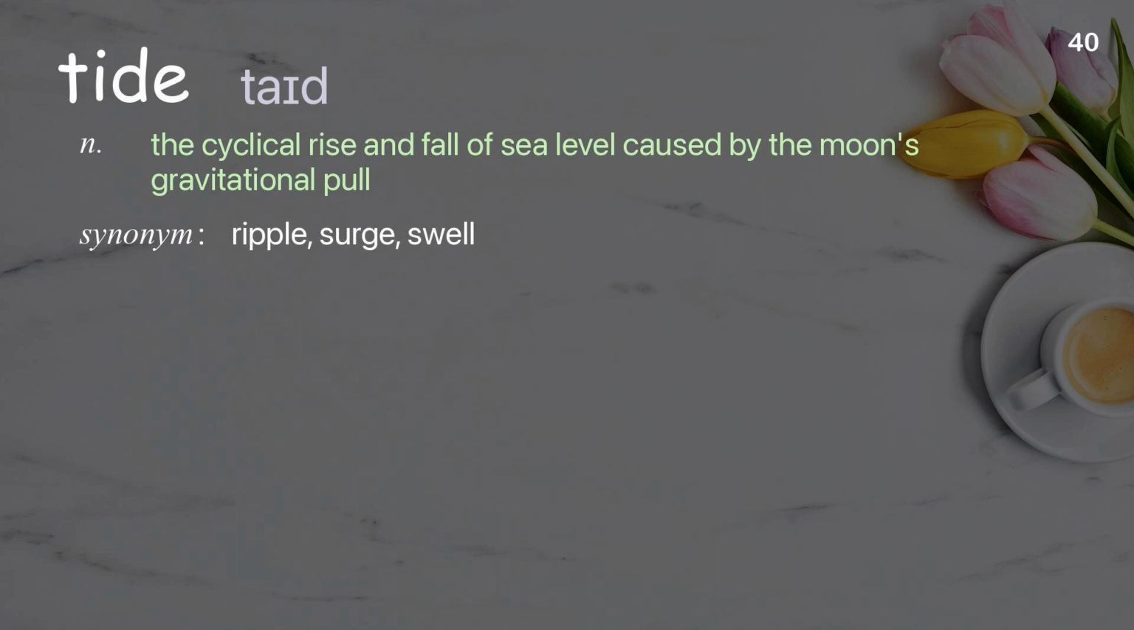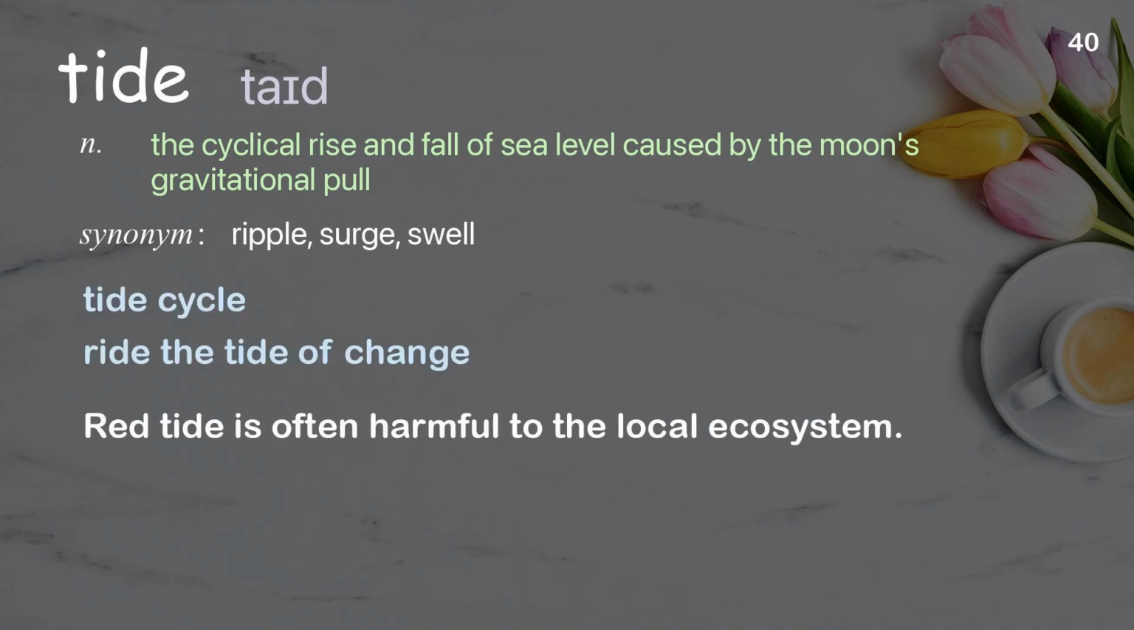Tide. The cyclical rise and fall of sea level caused by the moon's gravitational pull. Examples: Tide cycle. Ride the tide of change. Red tide is often harmful to the local ecosystem.